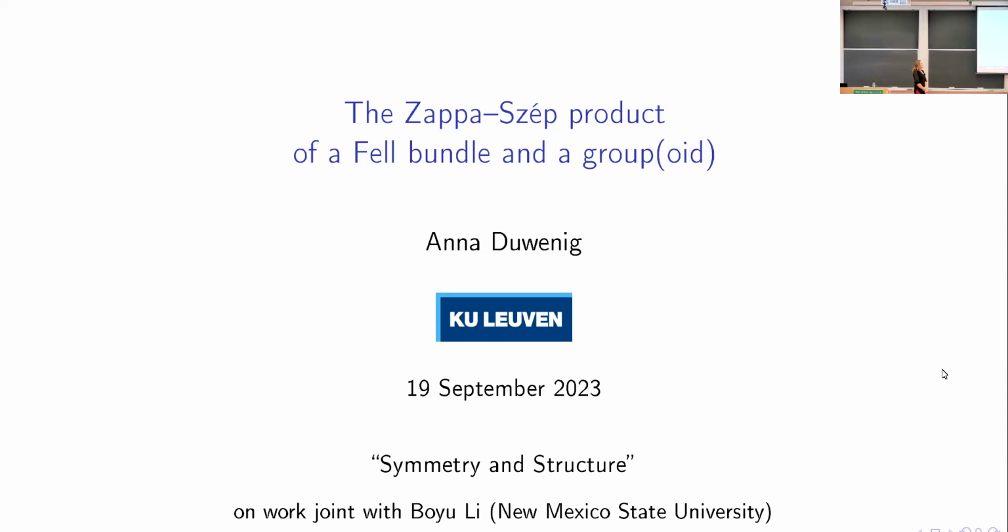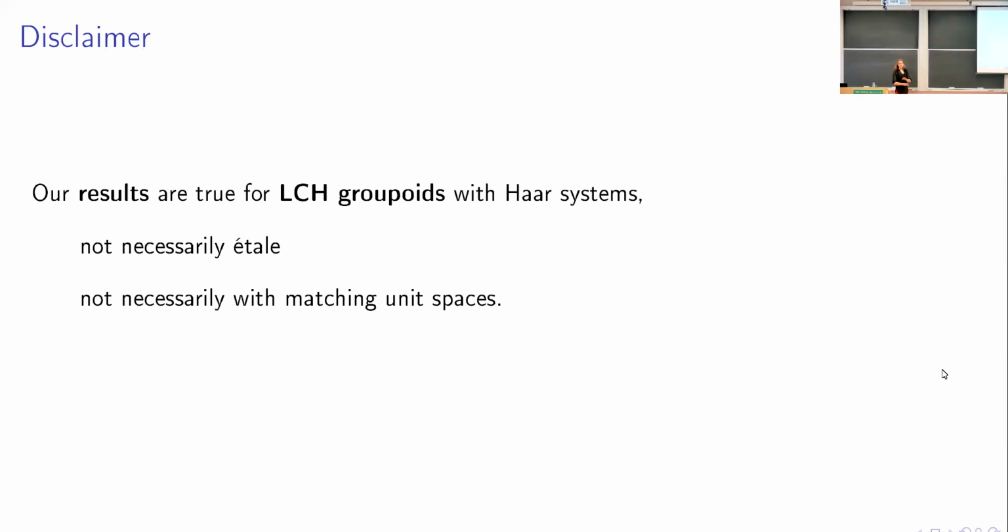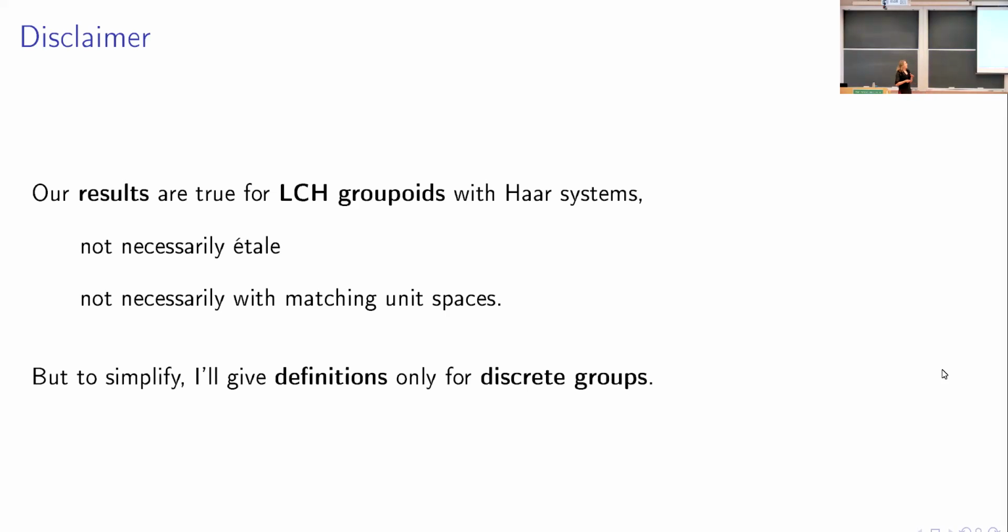Wonderful. Okay, so this is joint work with Boyu Lee. And I want to start with a disclaimer. The results that I'm going to talk about are true for locally compact Hausdorff groupoids as long as they have Haar systems. You don't need to assume étaleness. You don't need them to have the same unit space. But for simplicity, all the definitions I'll give will be for groups, discrete groups.